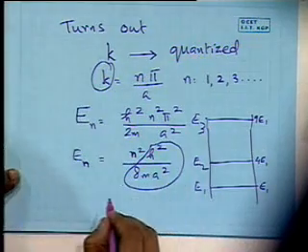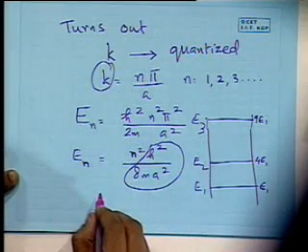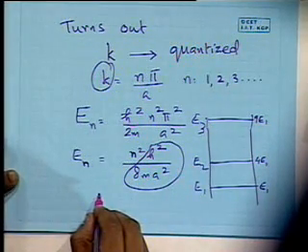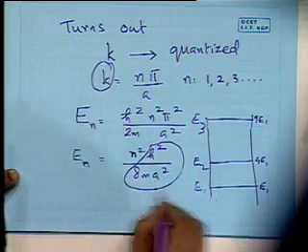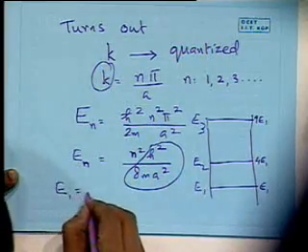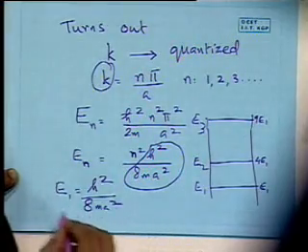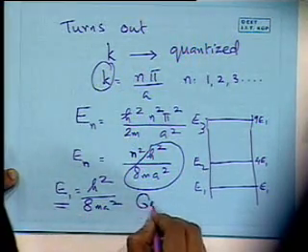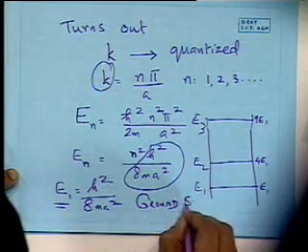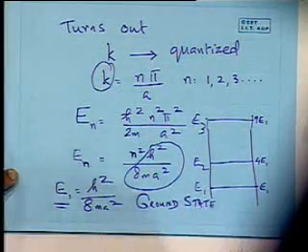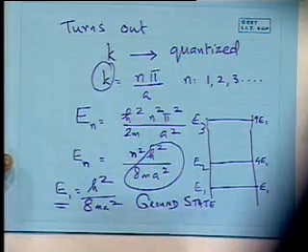The lowest possible energy it can have is not 0, we see, right? So this is the lowest possible one. E1 is simply h squared by 8ma squared, and that is what we refer to as the ground state. That's the lowest energy it can have. It's a non-zero value.